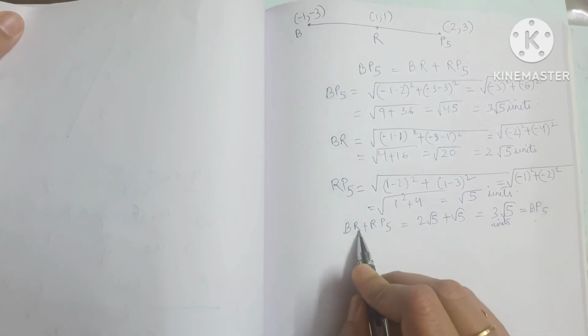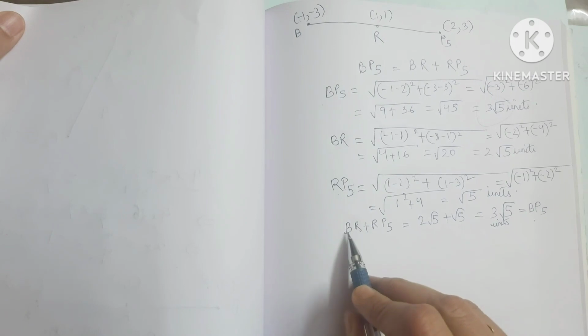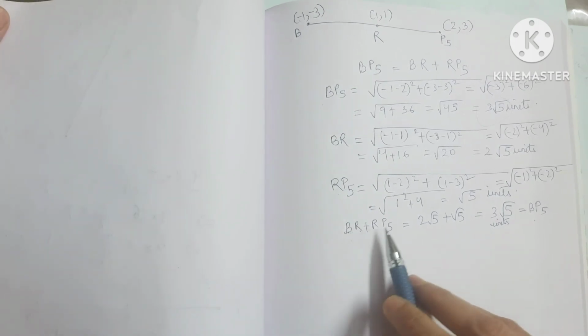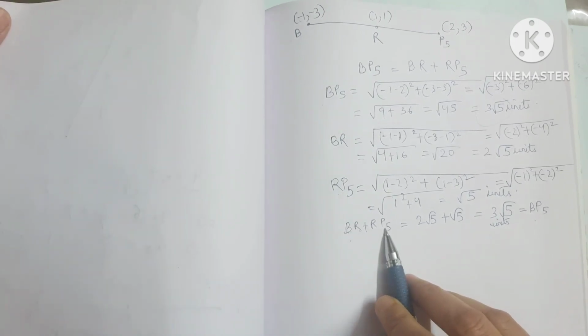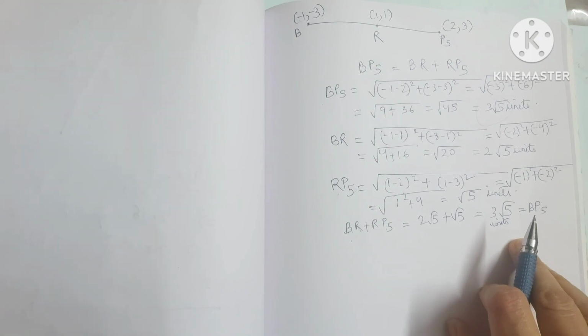So therefore, you have to write the statement that the red ball lies in between the blue ball and the pocket P5. So that is the end of question number 37.